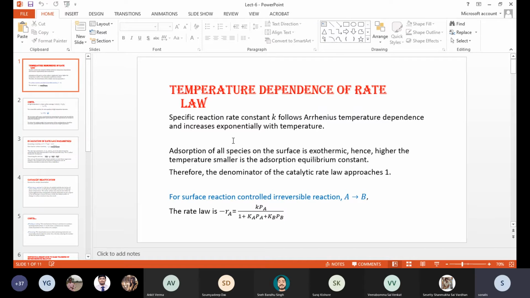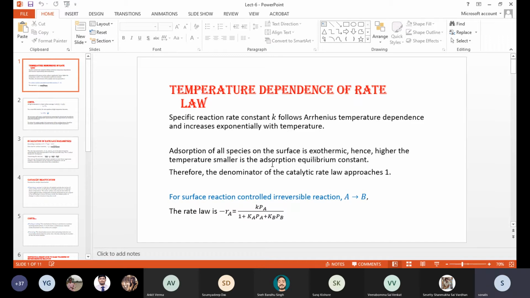This is the adsorption equilibrium constant. Ka is the adsorption rate constant, the forward rate constant, and K of minus A is the reverse rate constant. So if the temperature increases, then what will happen? More desorption will occur. So K of minus A will be more. So Ka by K of minus A, this value will decrease. So capital Ka, the adsorption equilibrium constant, will also decrease at higher temperature.